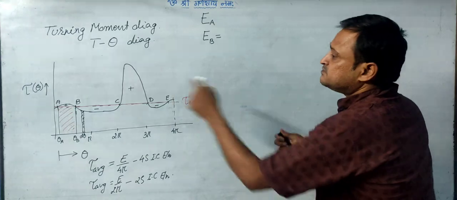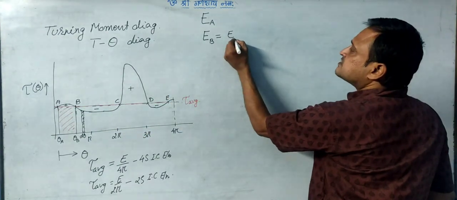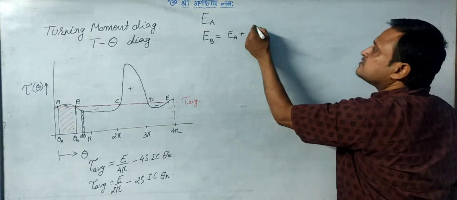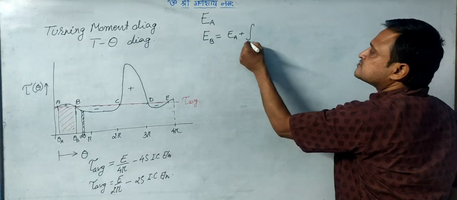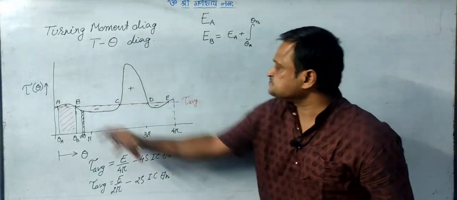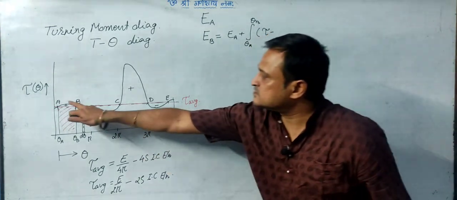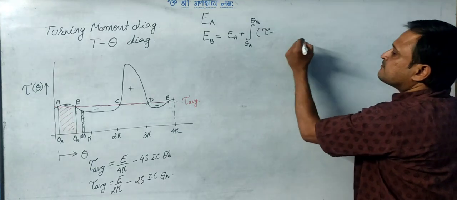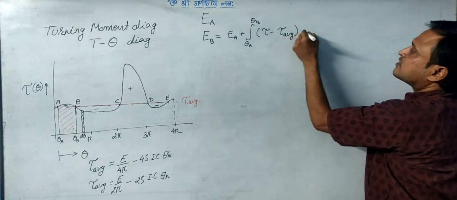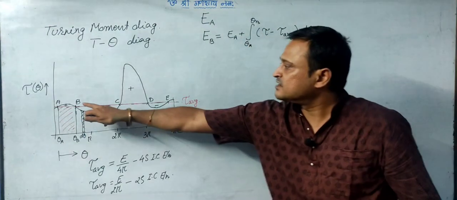So you can say energy at B will be energy at A plus the area under the curve from theta A to theta B, and it will be the torque available minus the average torque, d theta. So this is the energy available at B.